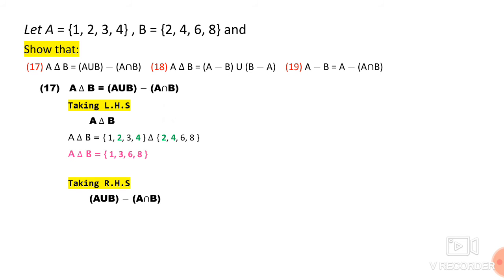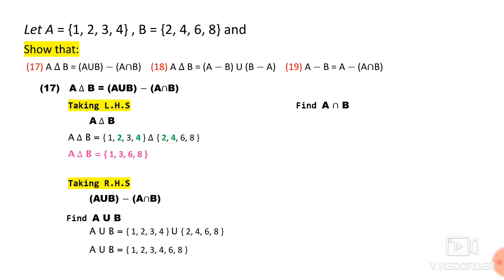Taking right hand side, we have A union B minus A intersection B. When finding A union B, we have to write all the elements that belong to both the sets, but do not repeat the element. Here we can see 2 and 4 are the same in both the sets, but we have written them just once.